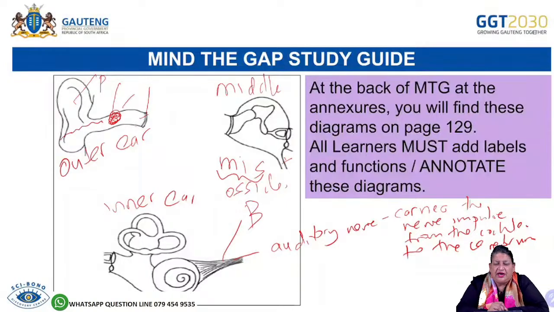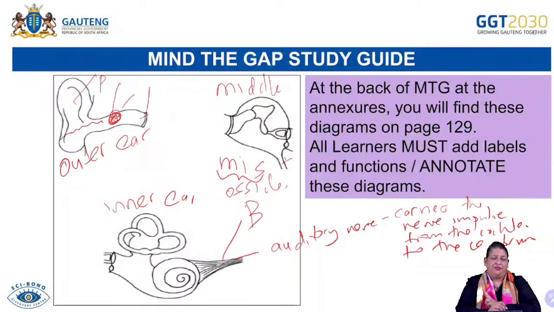Therefore, the eardrum will not be able to vibrate with sound. No sound vibrations will be transmitted to the ossicles. No pressure waves will be created in the organ of Corti, in the cochlea. Therefore, there will be no impulse that will be transmitted to the cerebrum. Therefore, no hearing will take place. So you're going to see that you can have a simple question for 5 marks and you'll say, my God, what must I write for 5 marks? But it's a ripple effect.